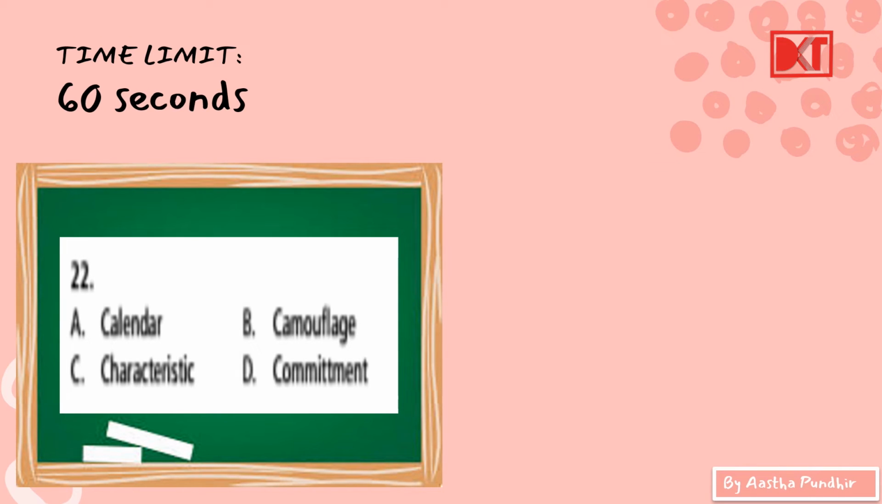Okay, here calendar, camouflage. Here the correct answer is D, commitment. The word which is incorrectly spelled, commitment. Here it is supposed to, as far as I know, I think it's just supposed to have a single T. Okay, commitment is supposed to have a single T and it actually means trust and dedication to something. Okay.